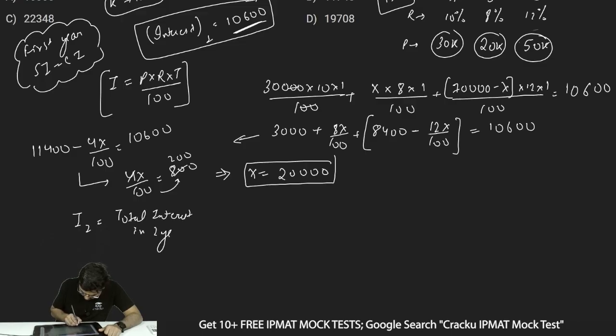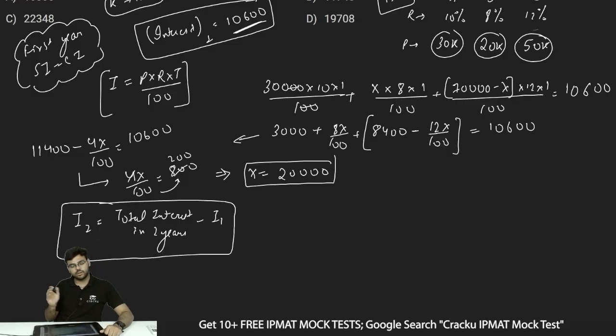in 2 years minus interest in first year. If I have to find out interest in second year, I have to calculate total interest in 2 years minus interest in first year. Now first I will calculate total interest in 2 years. So TI in 2 years.